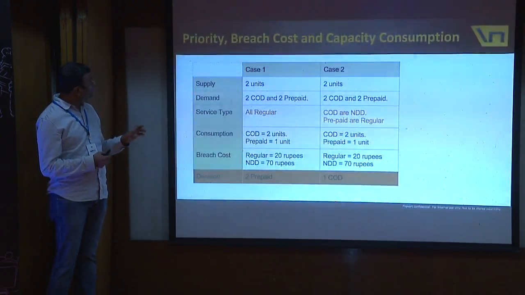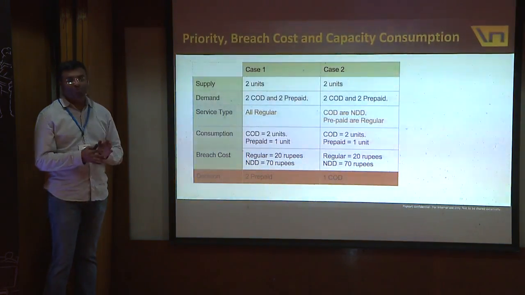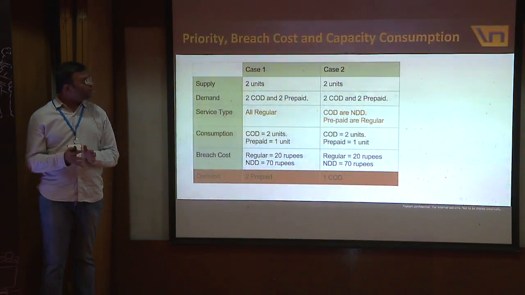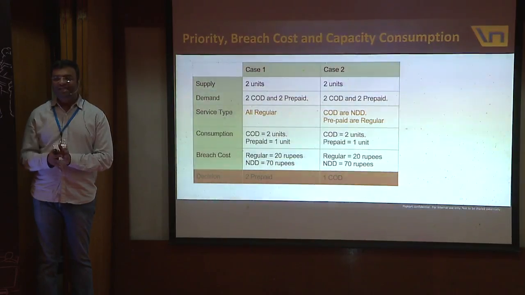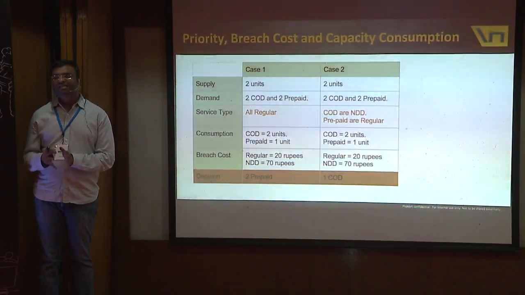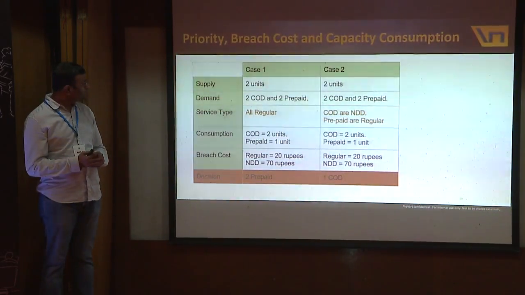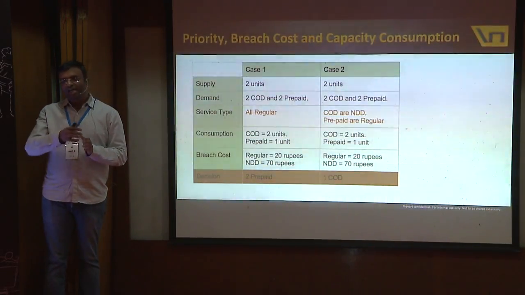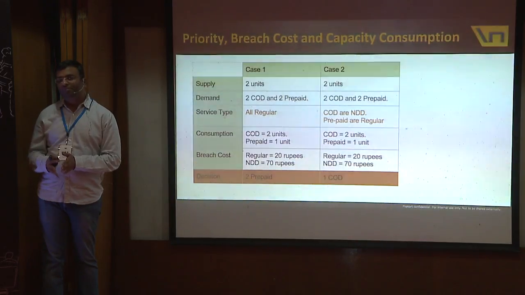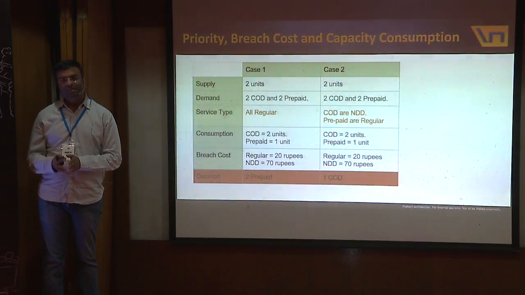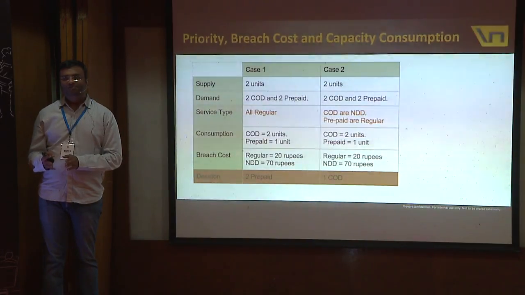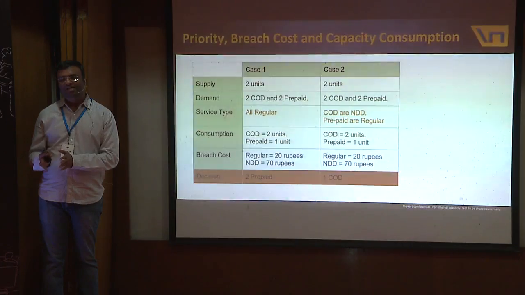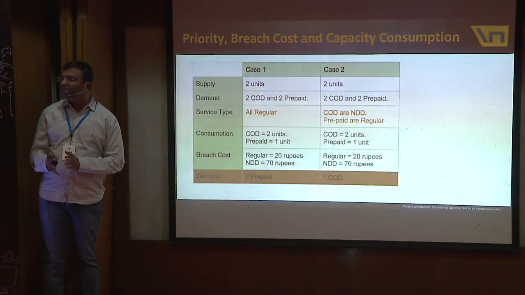Let's take another example wherein how priority of the shipments and the breach cost of the shipment and capacity consumption affects the decisions that we take, right? So first thing is, not every shipment consumes the same amount of capacity in your supply chain. So a very good example is in the last mile, if the address type is of type commercial versus residential, the field executive can deliver more shipments per hour.